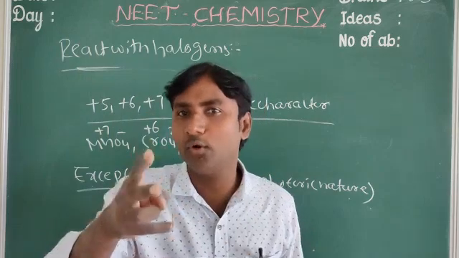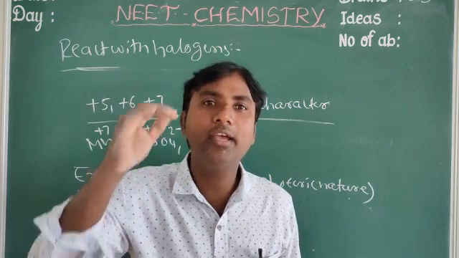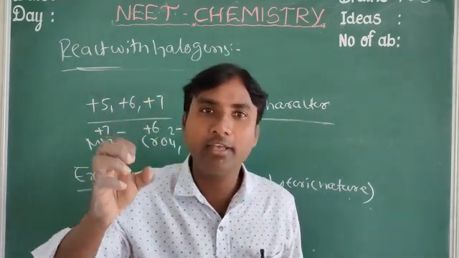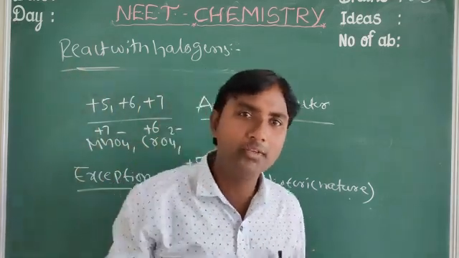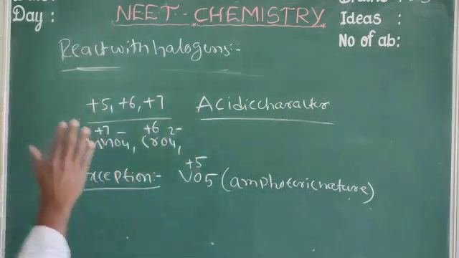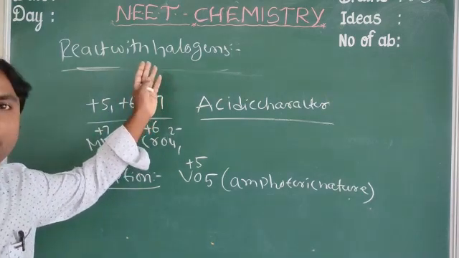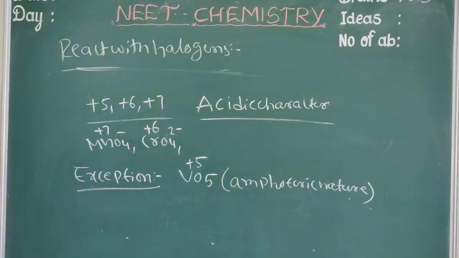Generally +3 and +4 oxidation states have amphoteric nature, but some exceptions are there. This is about the acidic character, basic character and amphoteric nature of oxides of transition elements.